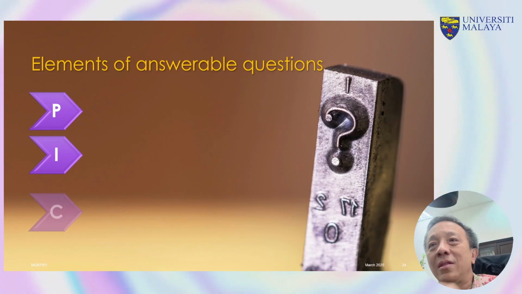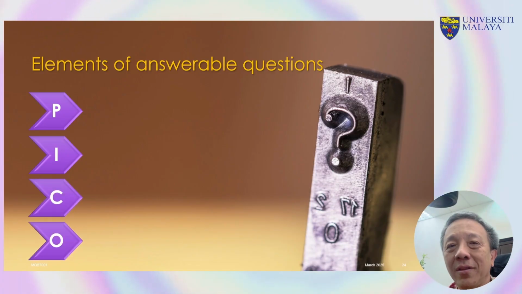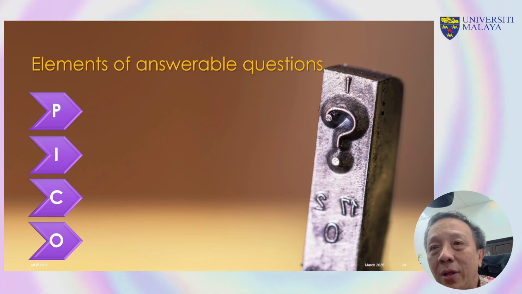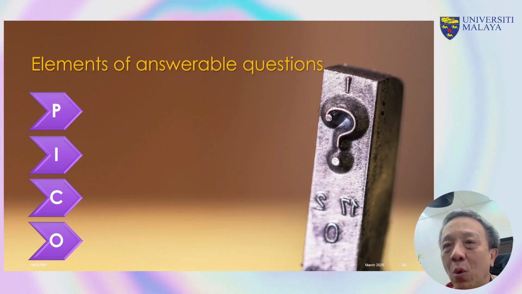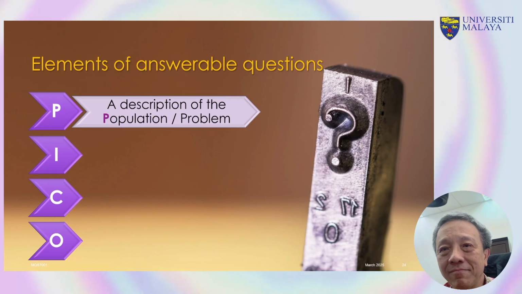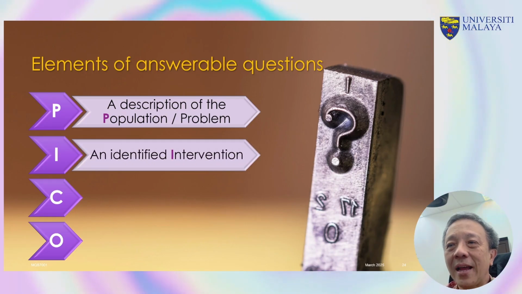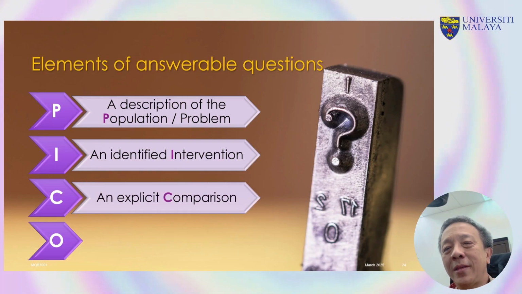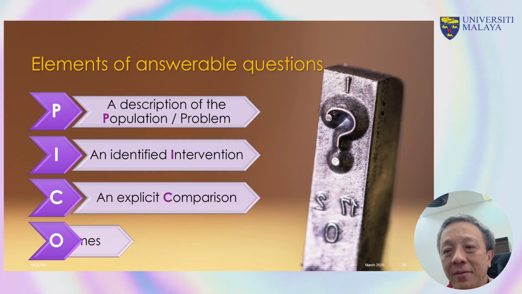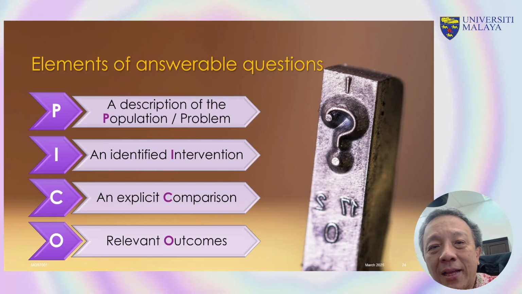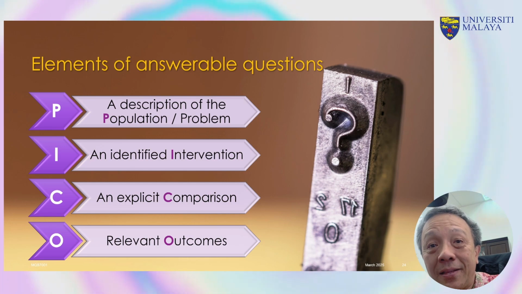The research question, elements of an answerable question, we have many ways of discussing this. We have many ways of looking at it. One of the ways is using the acronym PICO, P-I-C-O, which stands for a description of the population of problem, an identified intervention, an explicit comparison, and a relevant outcome.